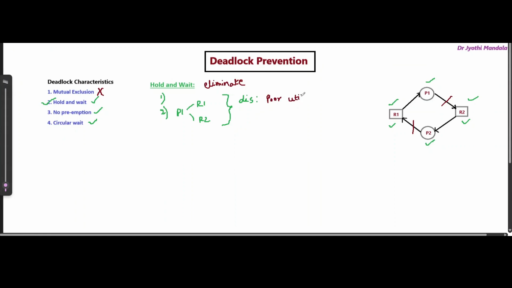Poor utilization of resources. And the second disadvantage is that the process is never able to complete. If the resources are not available, then the process may lead to starvation. If it is not able to complete and it is taking a lifetime to complete its task, then we can say the process is in a starvation state. So hold and wait can be removed by using these two assumptions, but still it may suffer from these two disadvantages. I hope you all are clear.